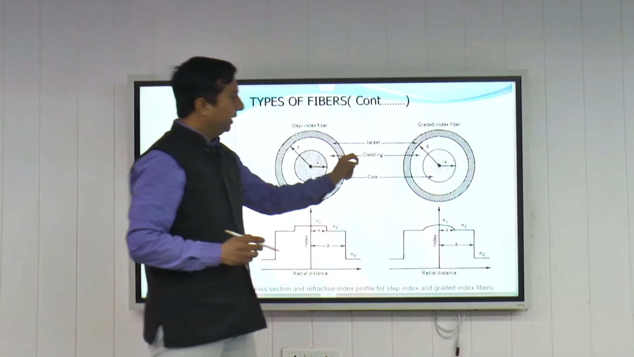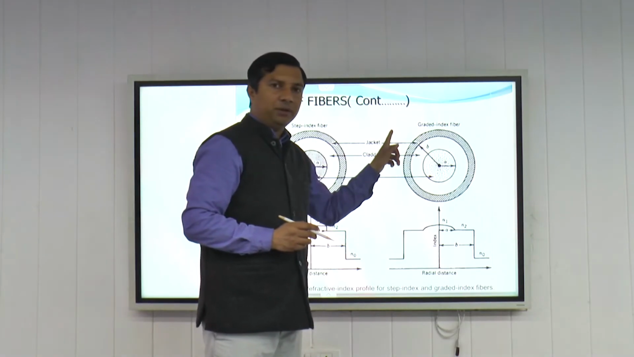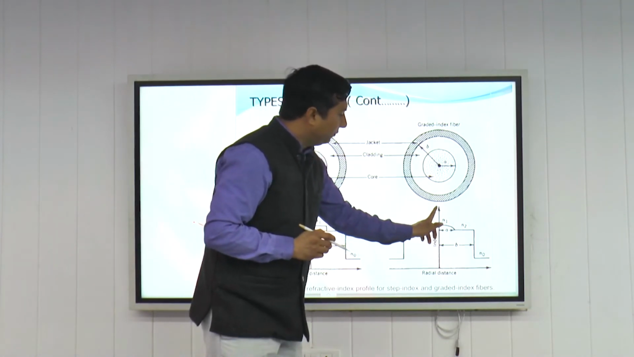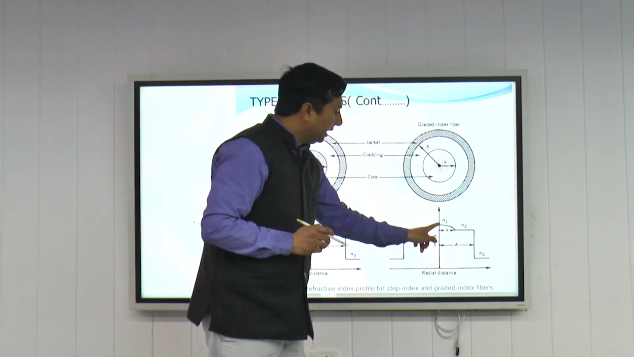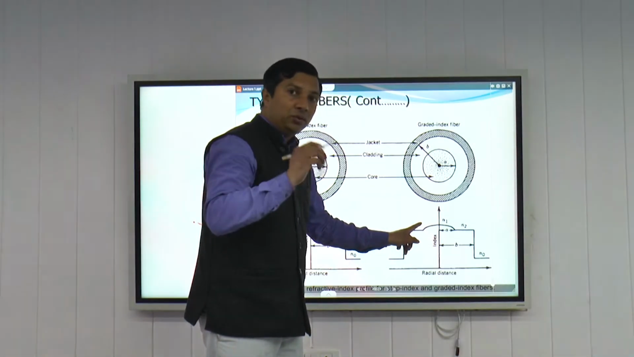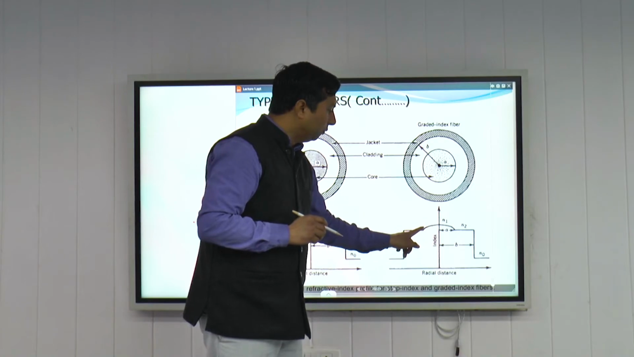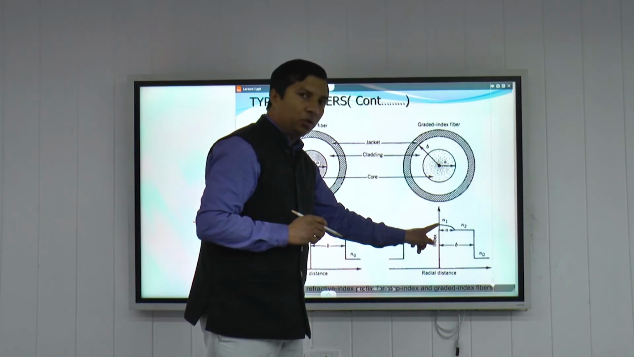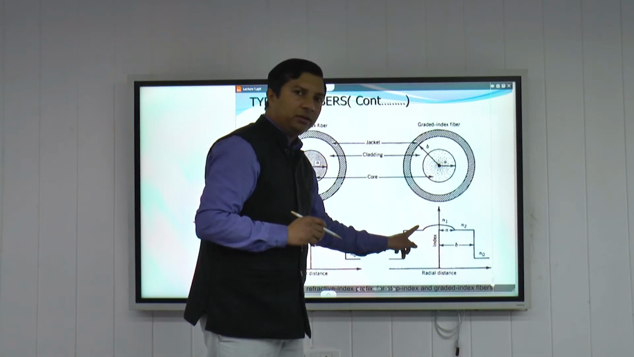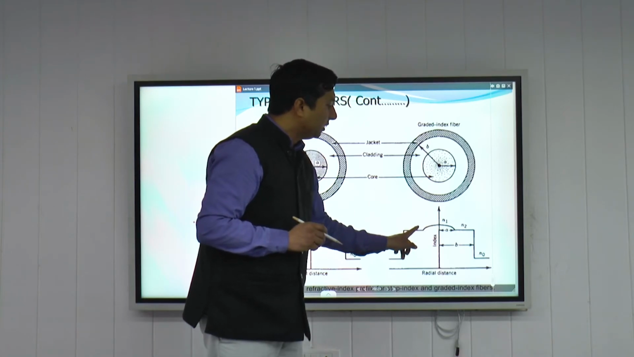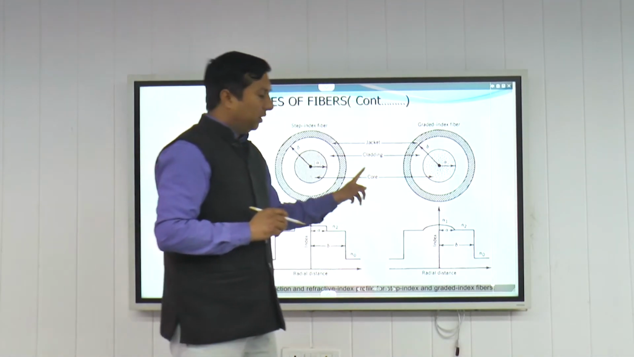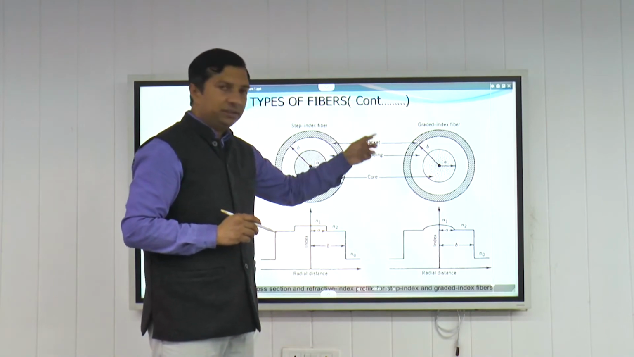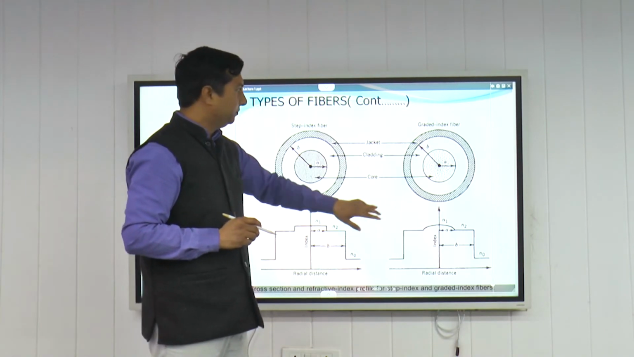On the other side, we have a similar fiber, but here the refractive index of the core will gradually decrease as we move from the center of the core to the cladding. That is called gradient index fiber. This gradient index fiber has its different applications.